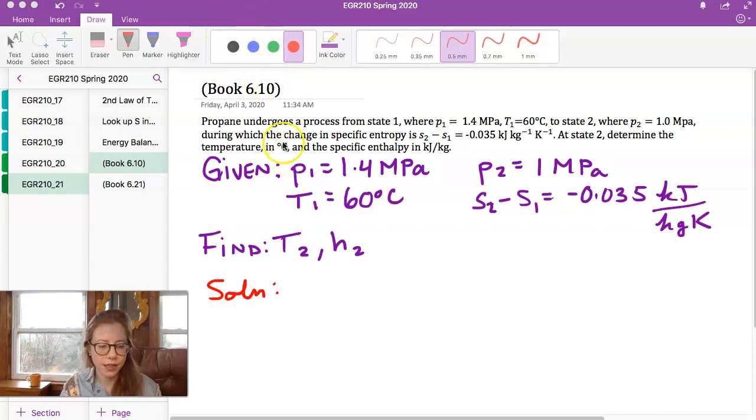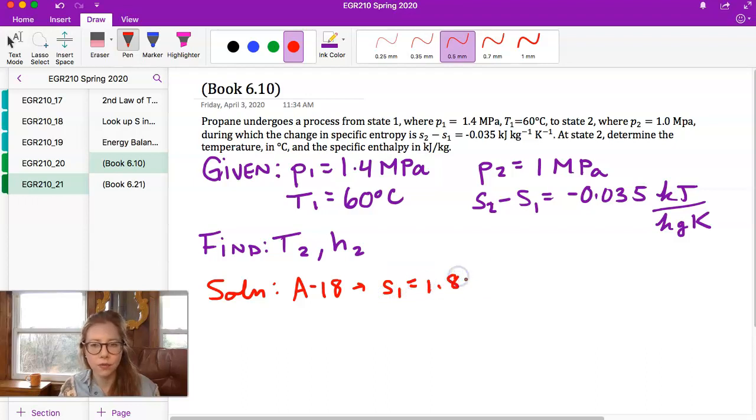So from table A18, we get that entropy is 1.845 kilojoules per kilogram Kelvin. Okay. And we know the difference between S2 and S1. So we can find S2 now that we know S1.